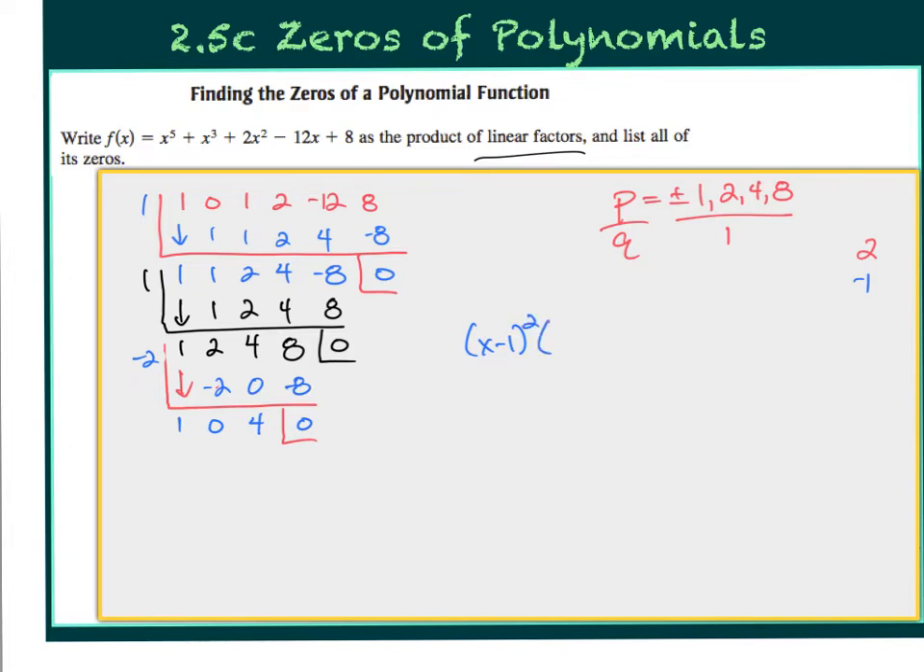All right, so right now, I end up having x minus 1 quantity squared. And then I have x plus 2, and then I end up having what? What is this thing? x squared plus 4. All right. Is this x squared plus 4 going to give me any real solutions? No. It's not going to give me any real solutions.